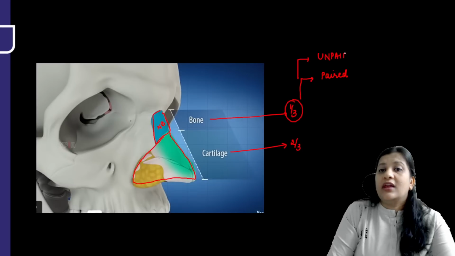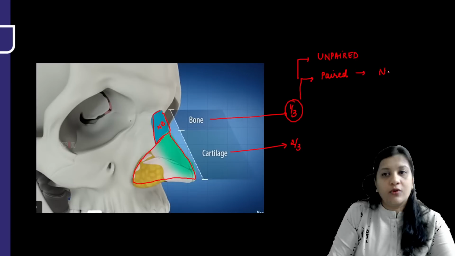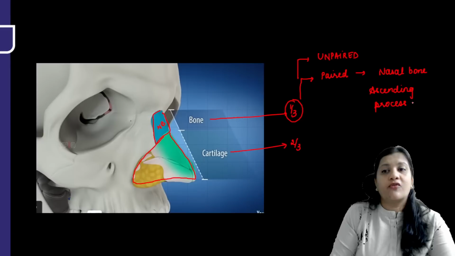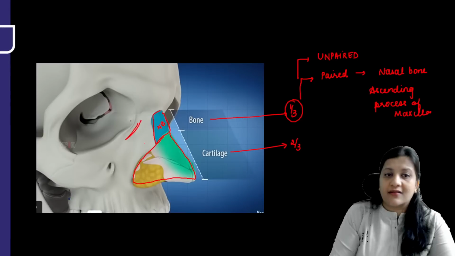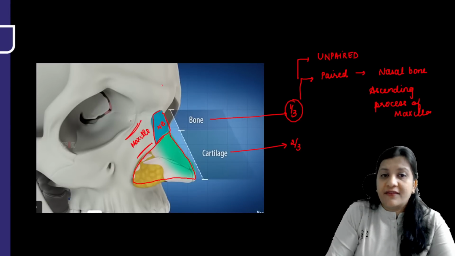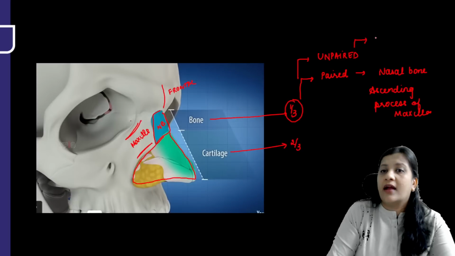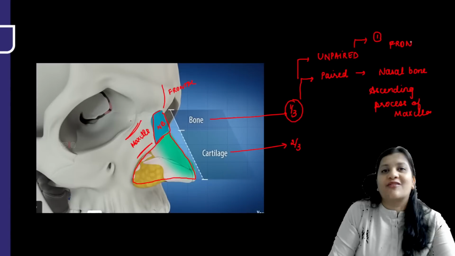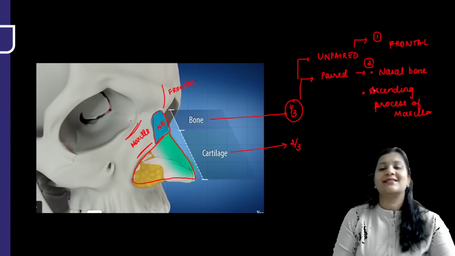In the paired bones, we have the nasal bones and the ascending process of maxilla. So this is your nasal bone and this is your ascending process of maxilla. They are paired, one on the right, one on the left. And from above we have the frontal bone, which is the unpaired bone. So one unpaired bone is your frontal bone, and we have two paired bones, which are the nasal bone and the ascending process of maxilla.